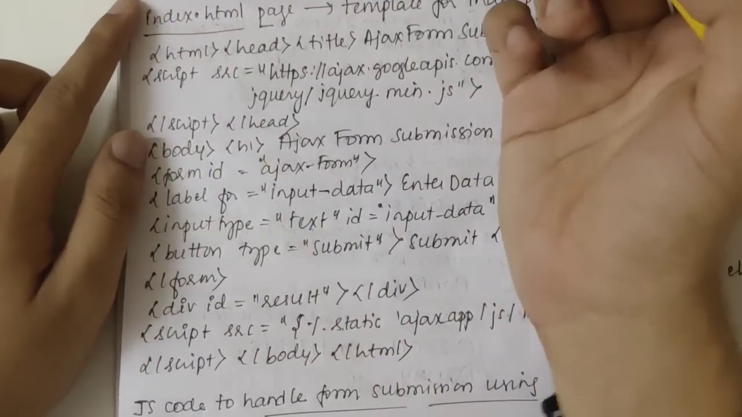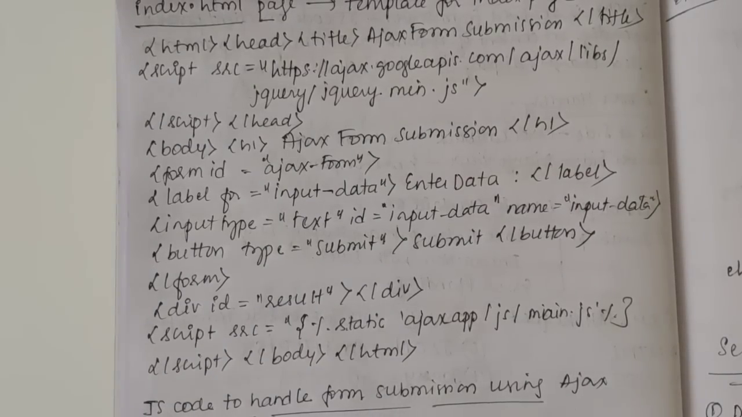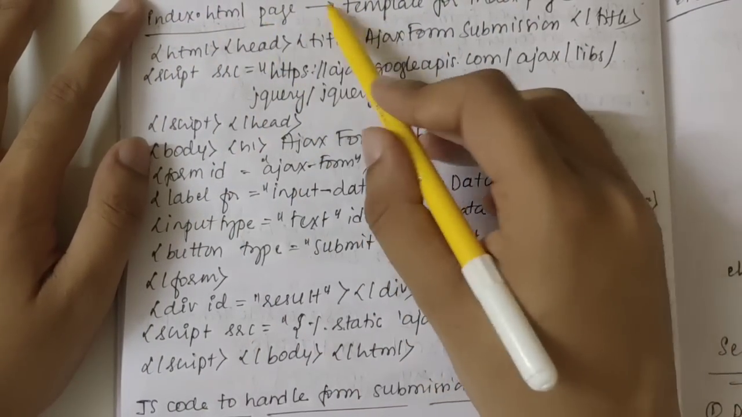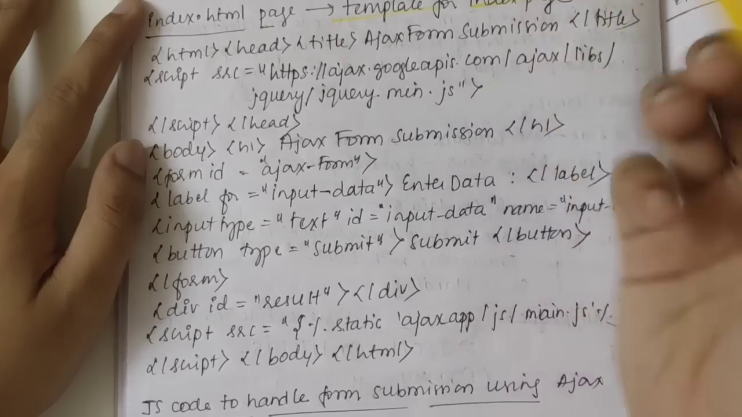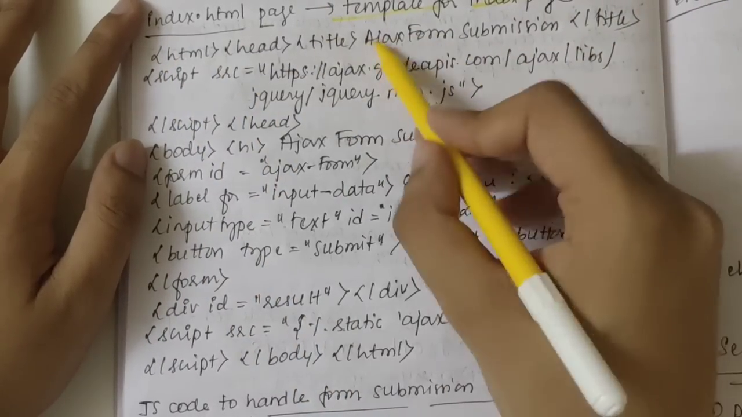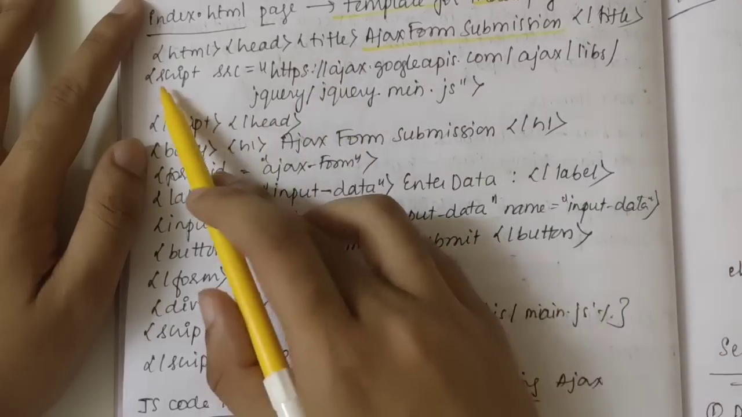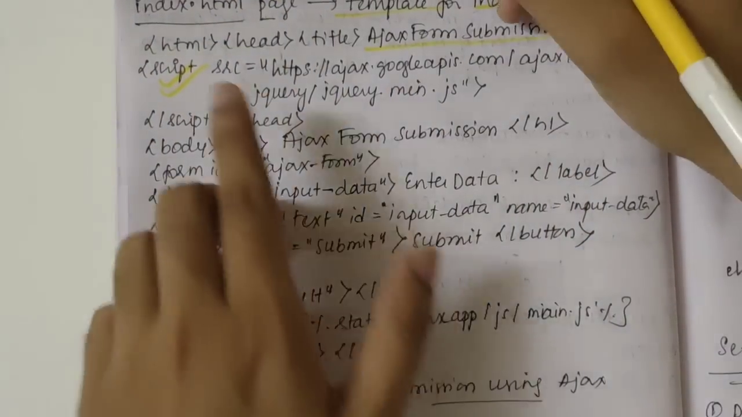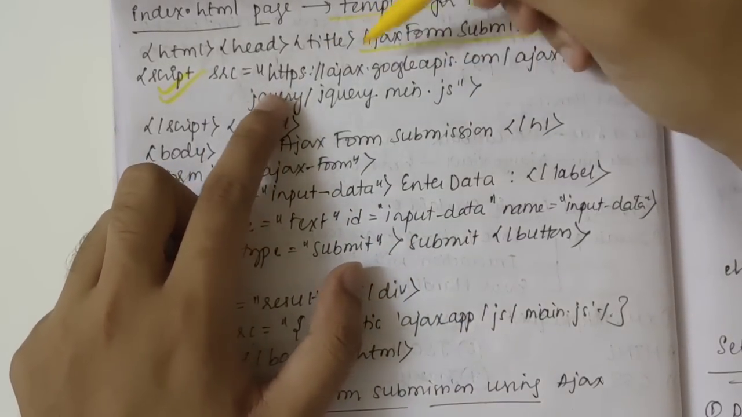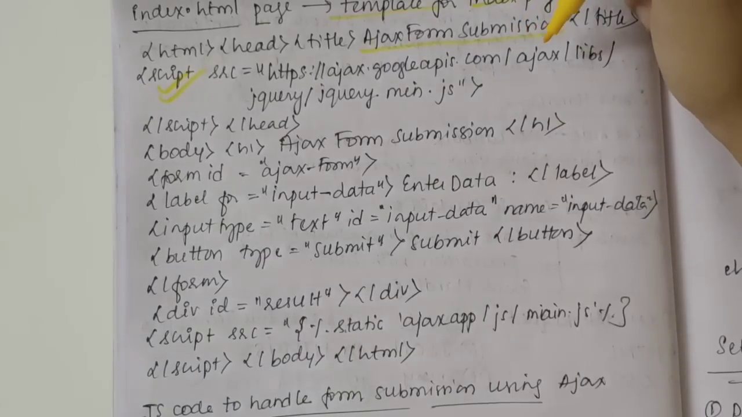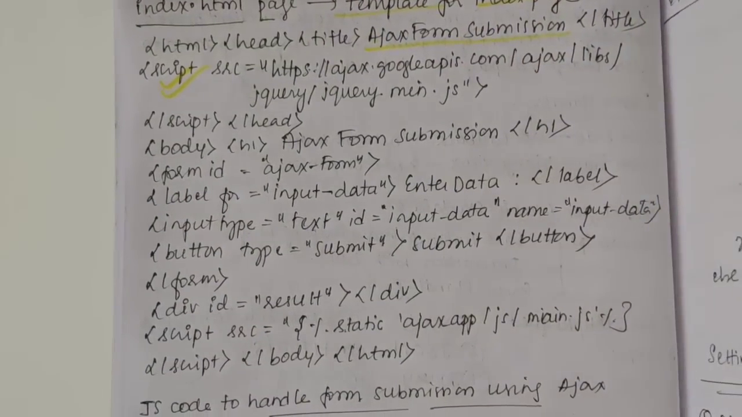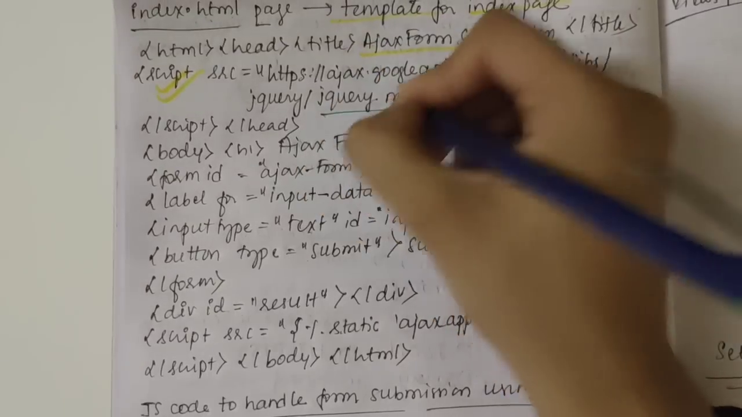Next, I have the index part. I'll be writing the index part, right? This is the template for the index page, index.html, we know this. First, HTML, head, title is Ajax form submission, and followed by that I am specifying the script part here. The src is equal to https ajax.googleapis.com ajax libs jquery. I'm calling the jQuery library here, right?